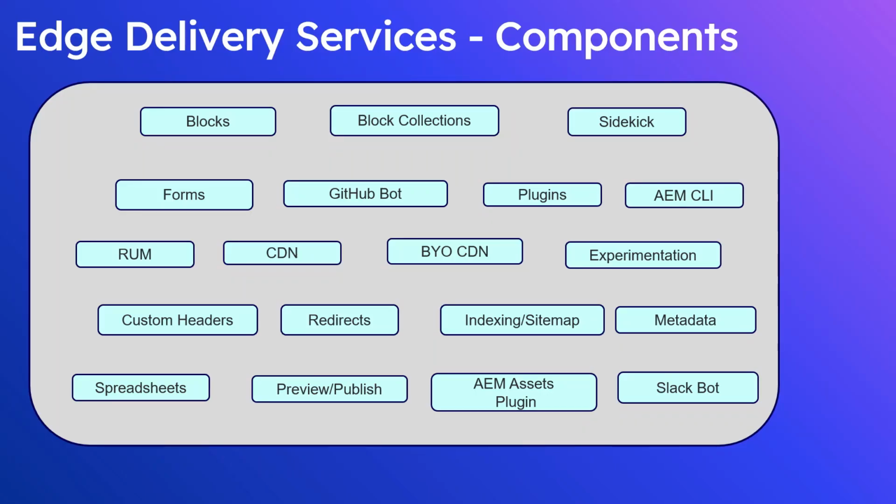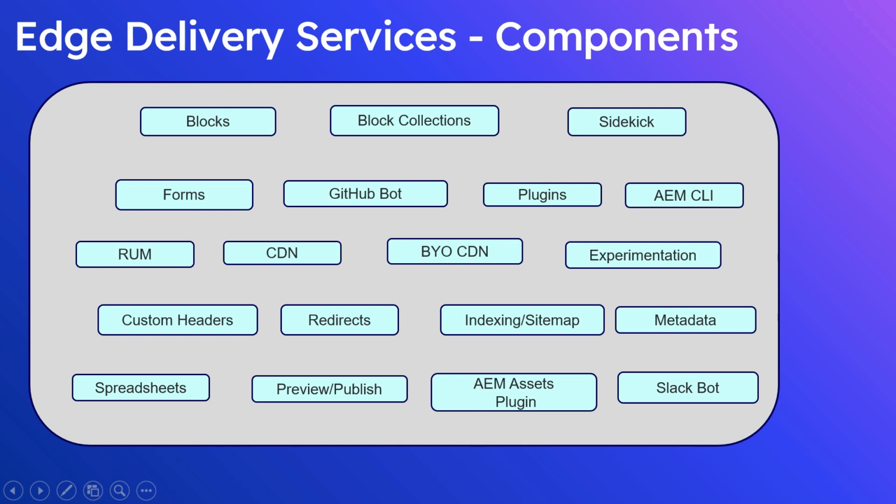Sidekick. The Sidekick extension is a browser extension that helps to perform various operations specific to EDS like edit, publish, reload, unpublish, delete. The Sidekick can be customized and extended as required. Forms. EDS has a built-in forms engine that can store form submission data in Microsoft Excel or Google Sheets. GitHub bot. We need to install the GitHub app called AEM Code Sync. This listens to the code changes and publishes code to Edge Delivery Services. Also purges the CDN caches.